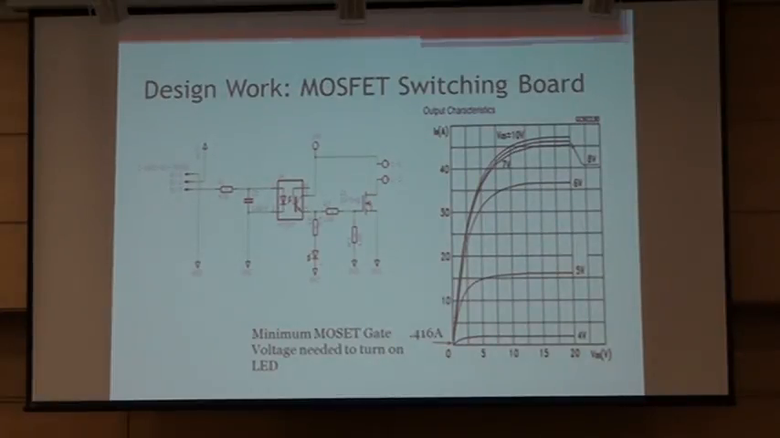Since the 12 volt LEDs don't draw enough current to consume the required 5 watts per channel, we will need to place a resistor in parallel to achieve the correct current draw.